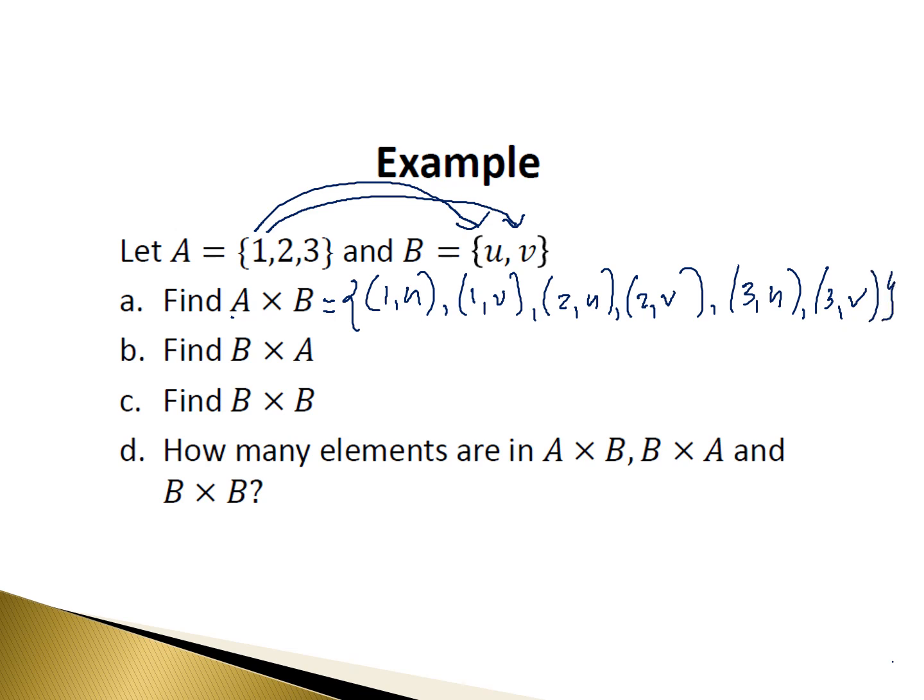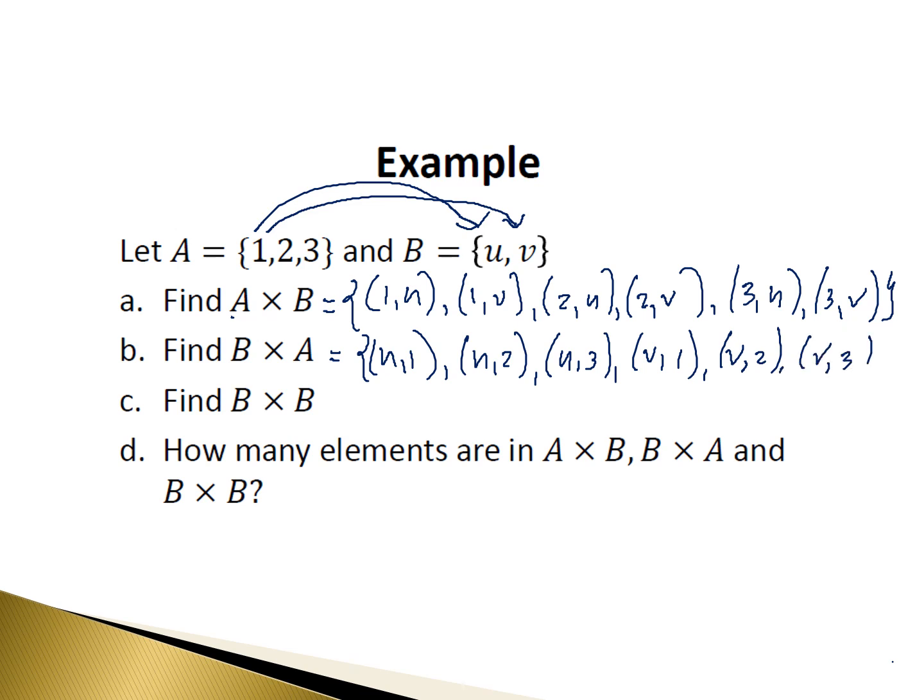Okay, for B cross A. So B cross A is reversed. So u1 and then u2, u3, then v1, v2, v3.